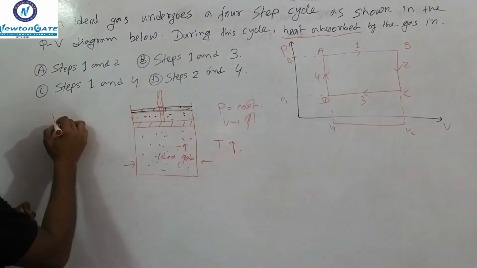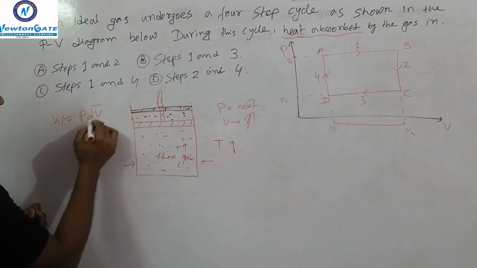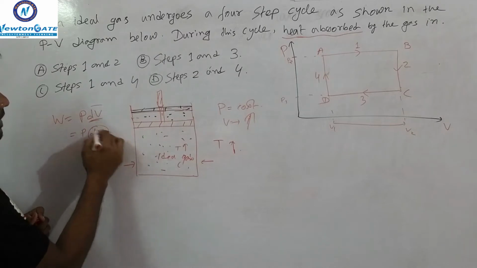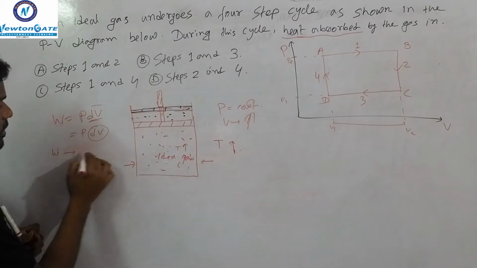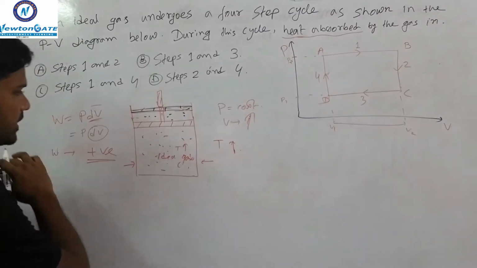That means if we find work done, W equals P into dV, the change in volume. That means P is constant here, dV is positive here because volume increases. That means W is positive here. The work done by the gas is positive, right?